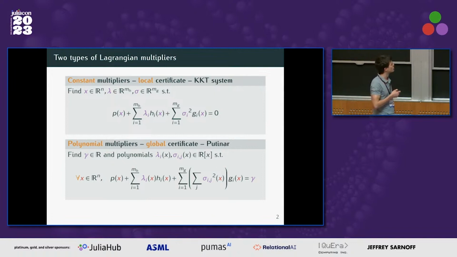If you are able to find polynomials here and here, actually sums of squares of polynomials, such that this holds, then you have a proof that everywhere in the state space, for every x that satisfies that h is 0 and that g is non-negative, P is going to be greater than gamma. So you found that gamma is a lower bound to your problem. And that's a self-contained proof of that.